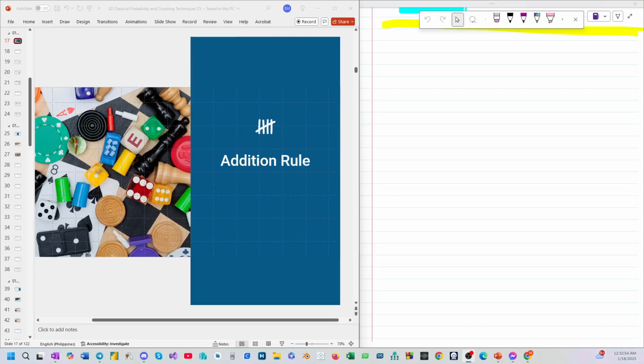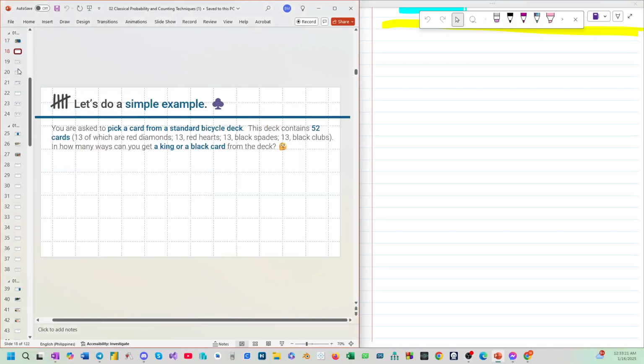Hello, so let's go through the addition rule of our lesson. Last time we had the multiplication rule. I hope you already practiced that. Now we have another rule in counting techniques known as the addition rule. It's quite simple. We will be using set theory. Basically, that's the gist of the addition rule.